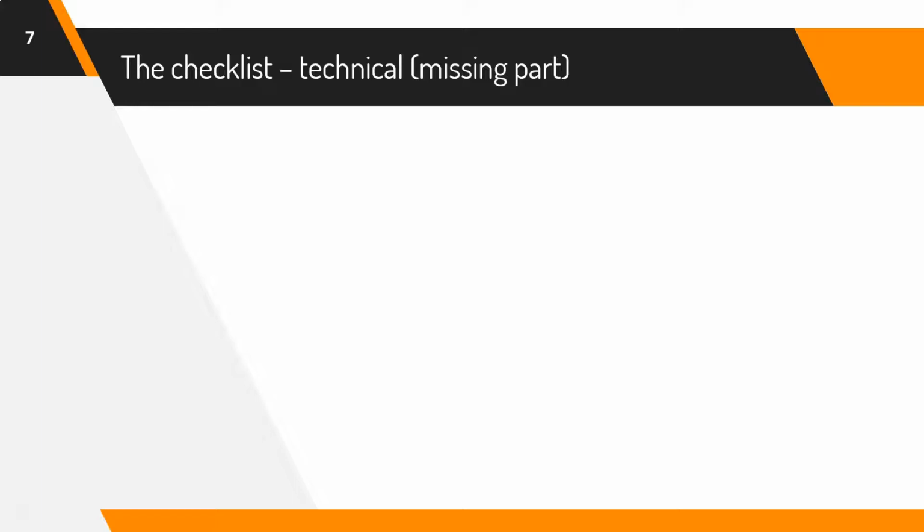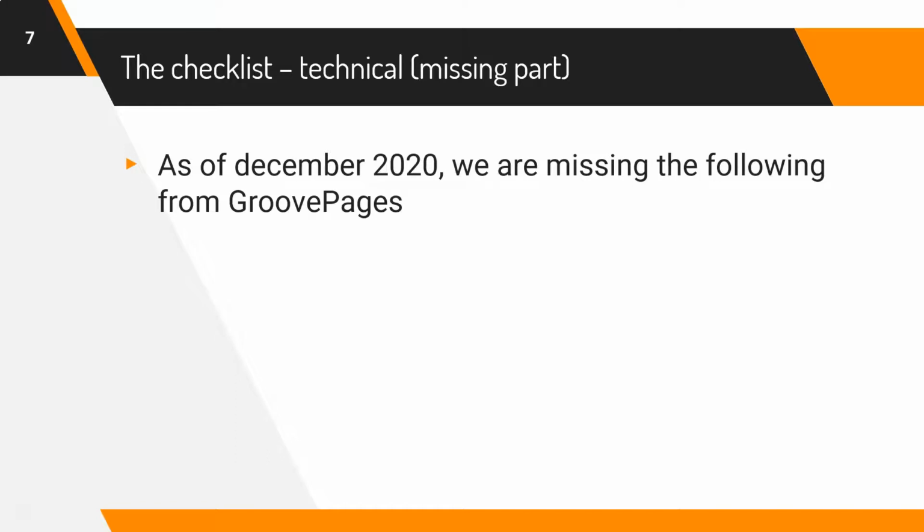On the technical side, the missing part. This means there are some things that we may want to do with SEO, but we cannot do right now with Groove Pages, as of December 2020. For example, we cannot edit the robots.txt file. This is something you use if you want to avoid a certain part of your site or images being indexed. Often, as a best practice, we also use the robots.txt file to tell the robots to index our site, but we cannot do this right now in Groove Pages.